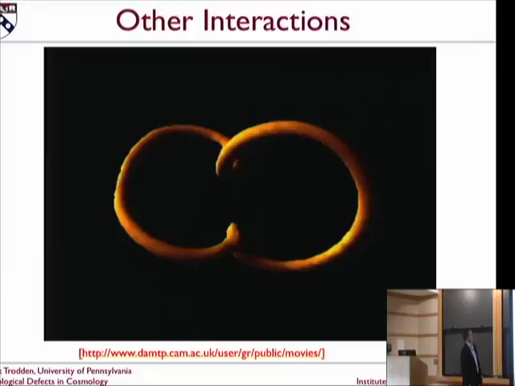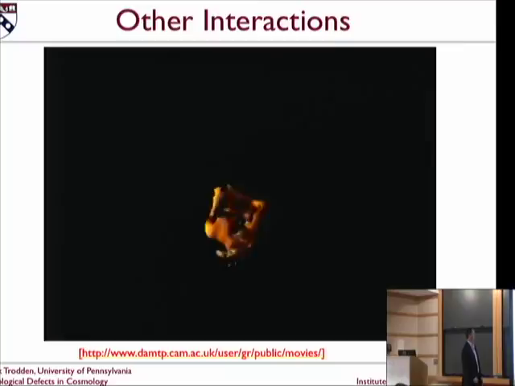Say it again. Are these general relativity movies, or is GR? Oh, it's a group. It means GR, but there's no general relativity in this plot. It's not GR for group. It's the general relativity group at Damped, right?